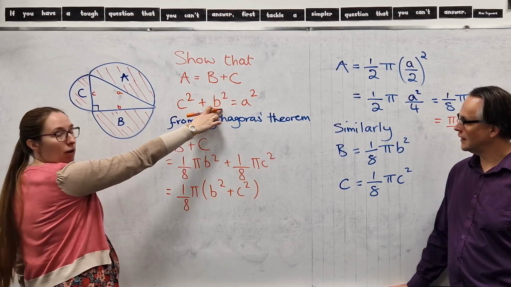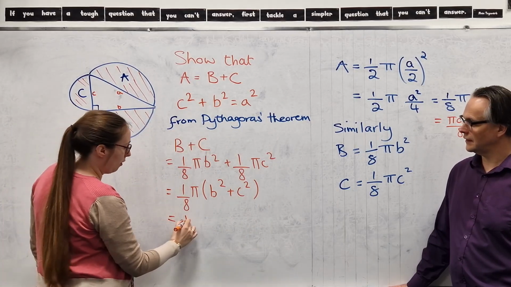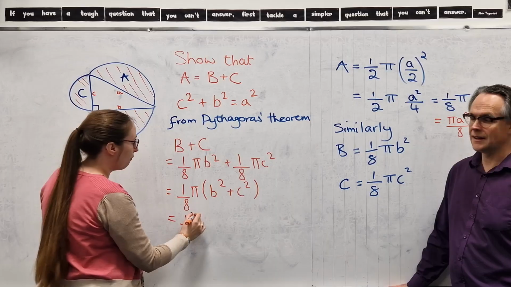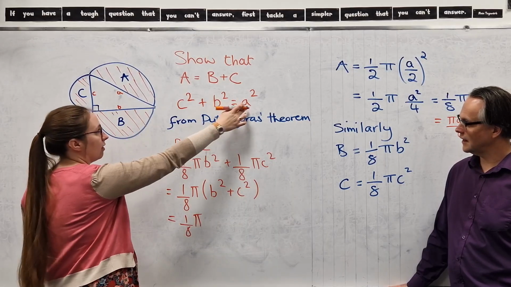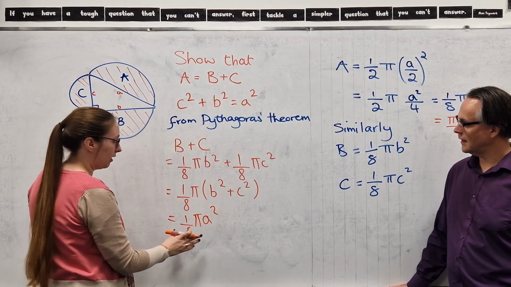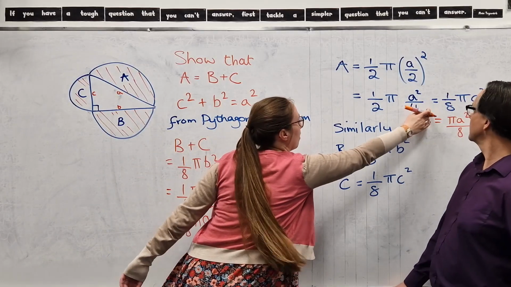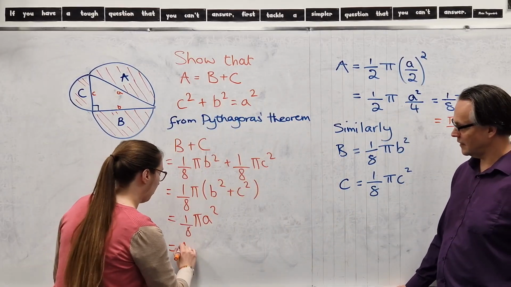And then you just go right back to the start. So go right back to Pythagoras. B squared plus C squared equals A squared. And you can see that is the same as that equals A. And you're done.